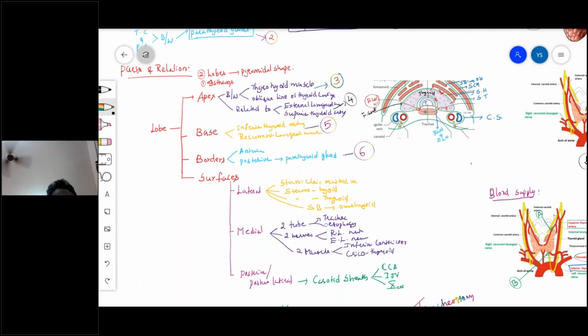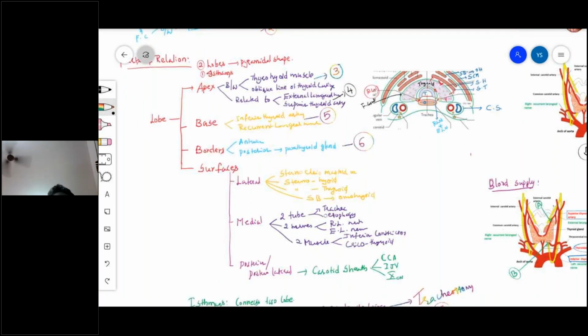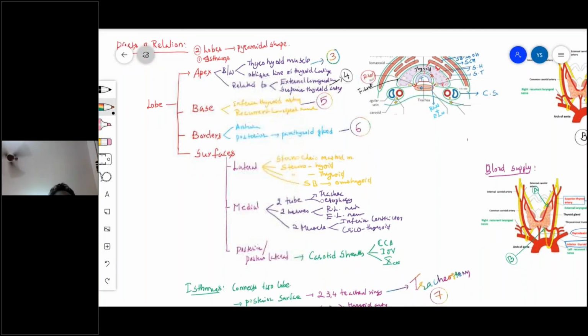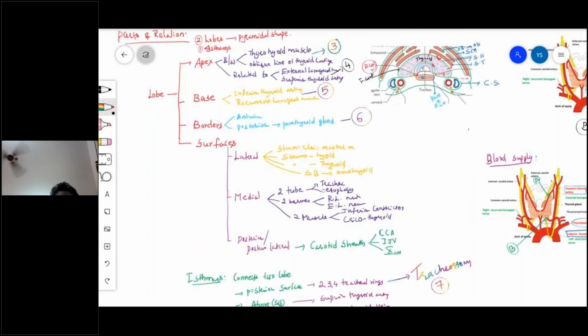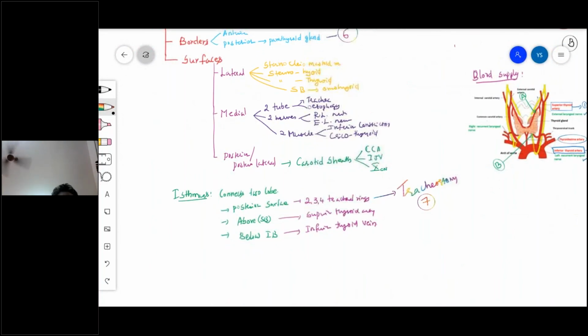To avoid nerve injury. Number 6, during thyroid surgery, surgeons leave the posterior part of the thyroid gland because along the posterior part, parathyroid glands are present. These are the essential glands for the survival of the individual person, maintaining the blood calcium level. Number 6. And number 7, the posterior surface of the isthmus is related to the second, third, and fourth tracheal rings. So this is the site for the tracheostomy.